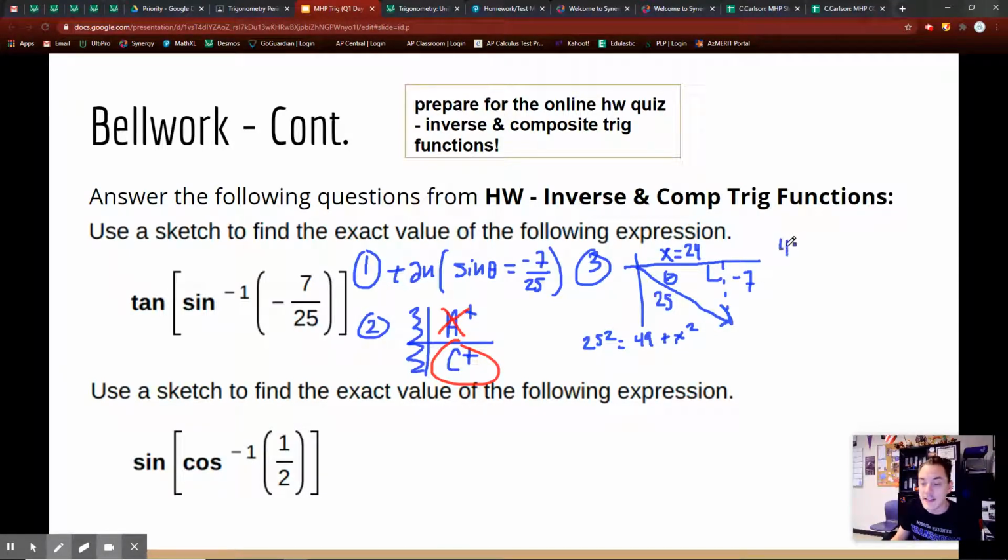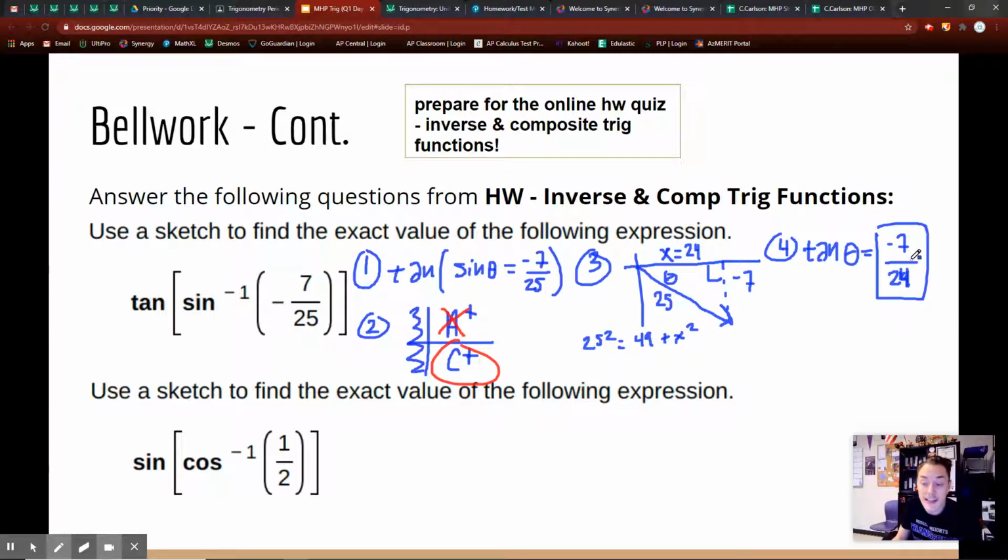Now that I have that, I guess this is my final step. What is tangent of theta? What does that equal? Well, opposite, which is -7, all over adjacent, which is 24. Boom. That is my answer. Okay, that is my answer.